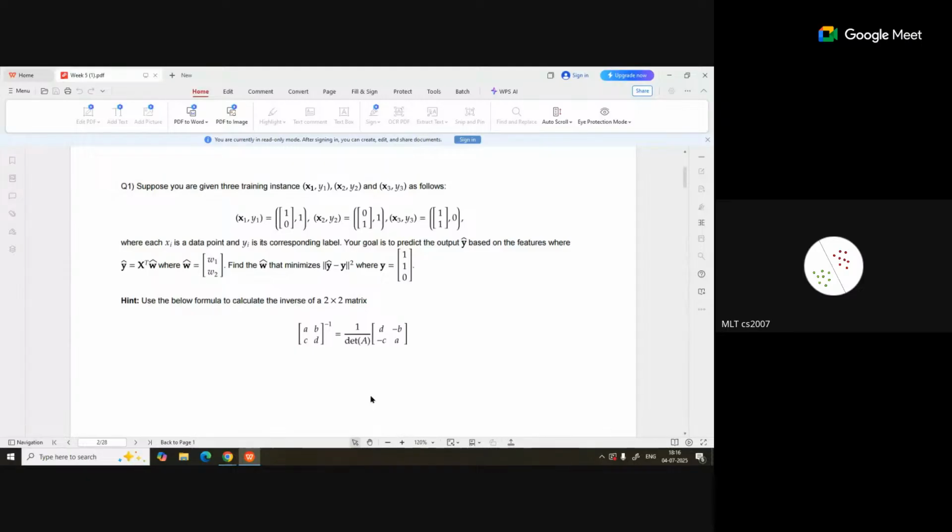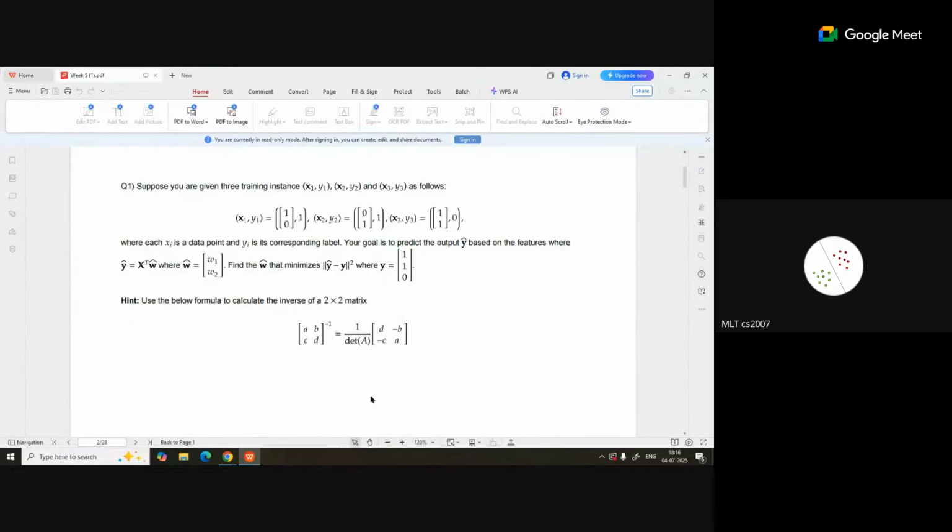Now this is the question for you. Suppose you are given three training instances, x1, y1, x2, y2, and x3, y3. x1, y1 is the data point: x1 is the feature, y1 is the corresponding label. This is the entire data set, and we have given all those values. x1 is in how many dimensions? Looking at the data, it is in two dimensions.